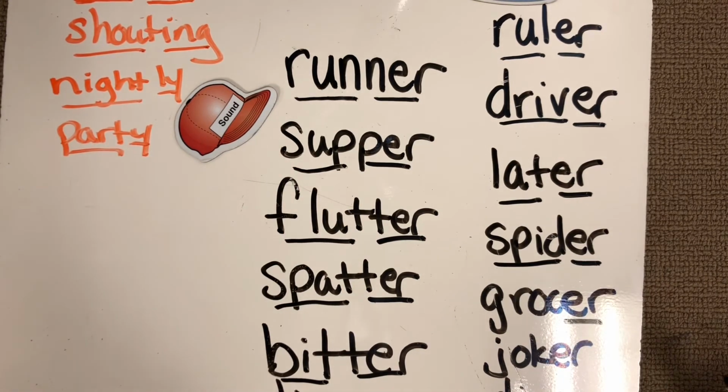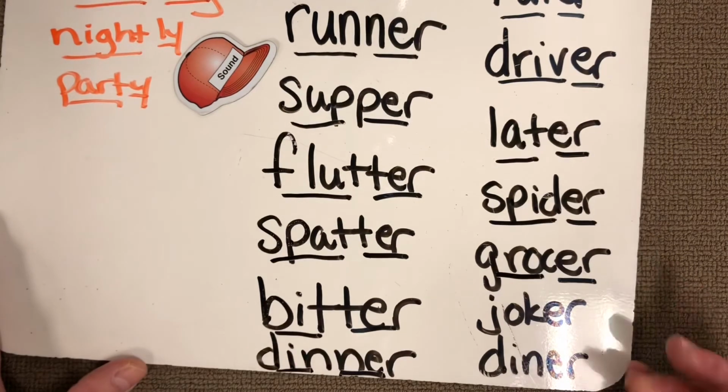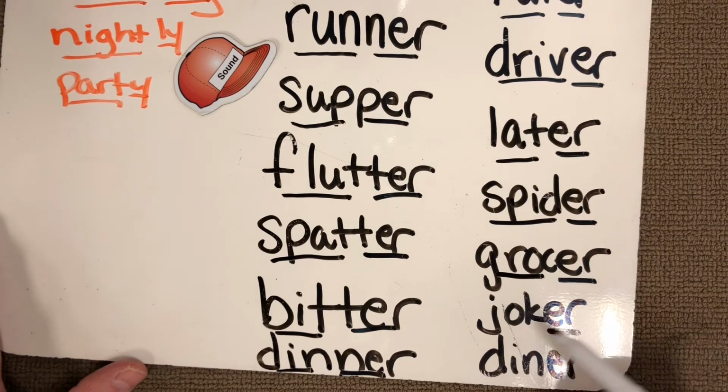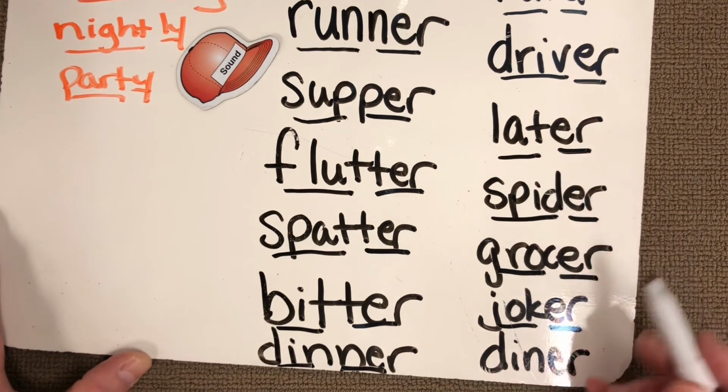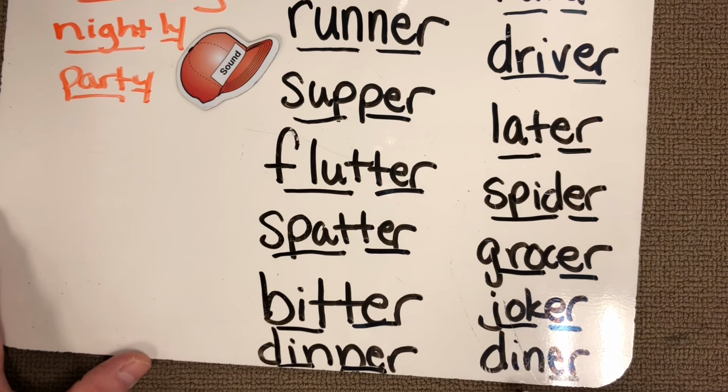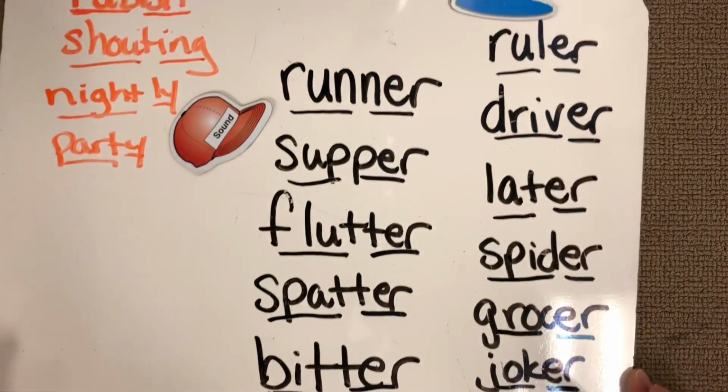This one, the first one is gro. Grocer. Here's the ending. This first syllable says joke. What's the word? Joker. And this last word, what's the first syllable? Dine. What's the word? Diner. And so now you have learned yet another ending. Once you spot that ending, you can read any multisyllable word.